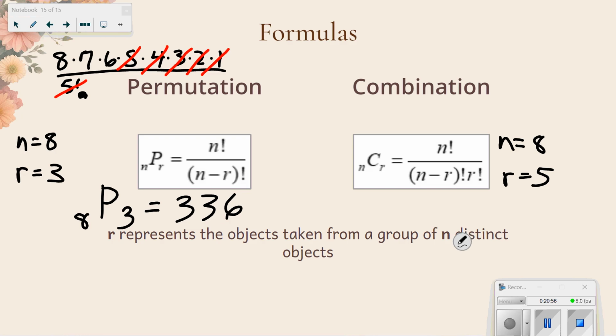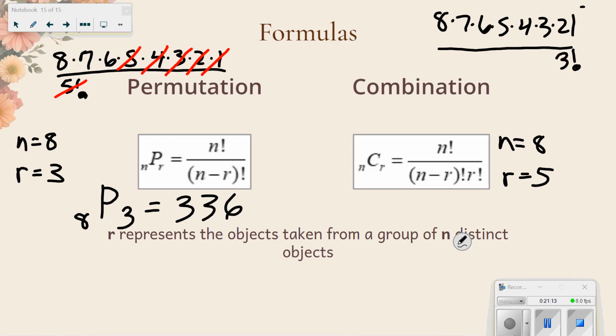Looking at the formula, we had 8 factorial, so 8, 7, 6, 5, 4, 3, 2, 1. And that was all divided by N minus R factorial, which would have been 3 factorial, and then R factorial, which was 5 factorial, which is what we got when we were working through it. So same idea in your calculator: you have to always hit your N value first.